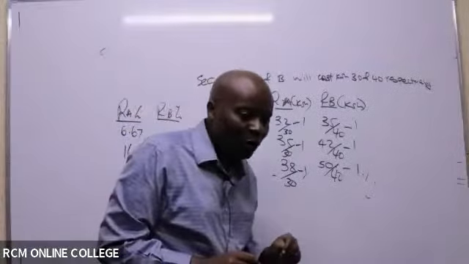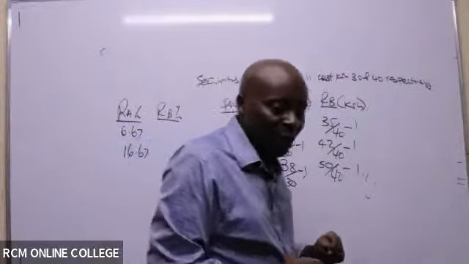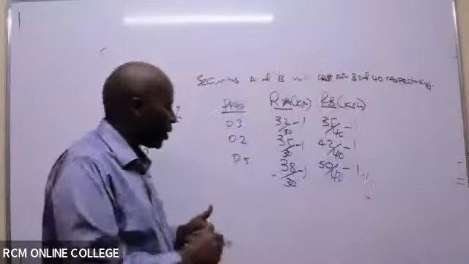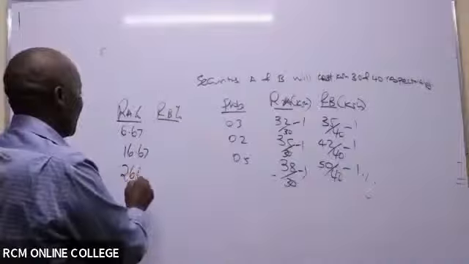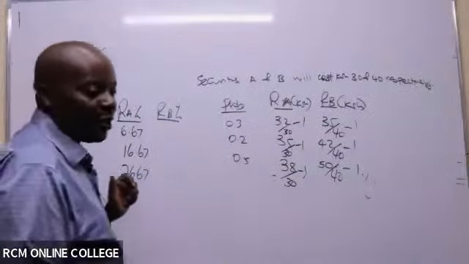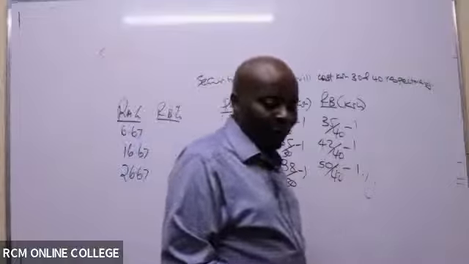The last one, thank you so much. This is a serious student. 26.67. Now go to the returns of B, in form of percentage.